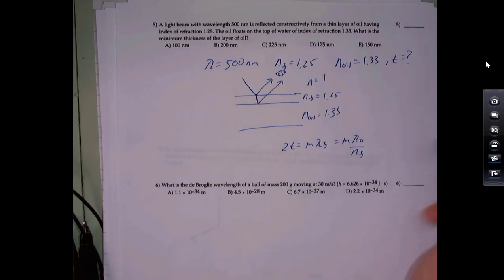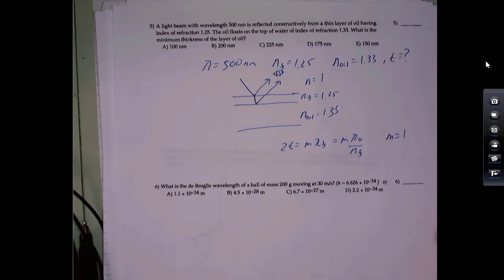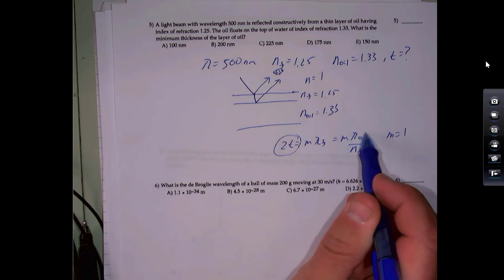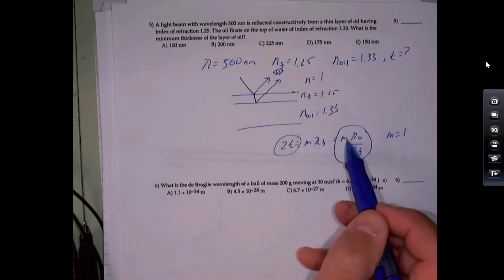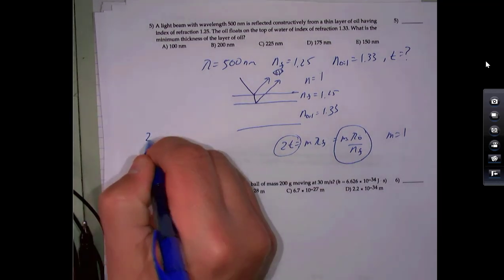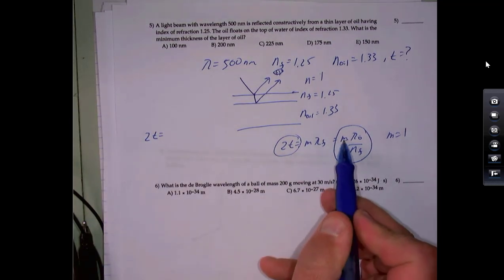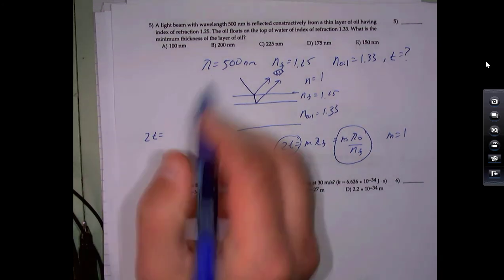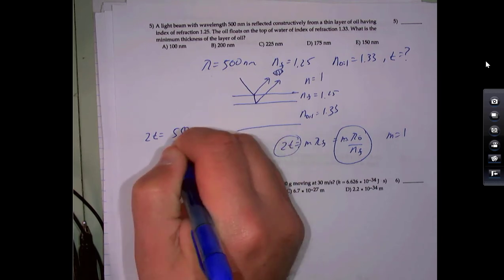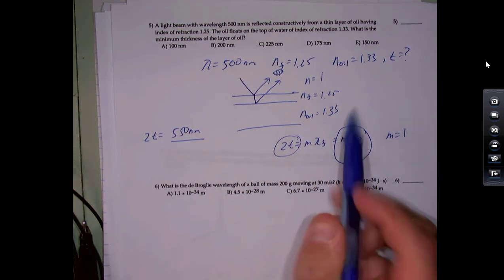Minimum thickness means m is equal to 1. Any multiple thicknesses of what we're about to find works, but when m is equal to 1, that gives us the minimum thickness. Okay, so I'm running out of room here. I'm going to look at 2T is equal to 1, right, because m is 1, times wavelength in the air divided by index of refraction of the film. So let me just rewrite that over here. 2T, this is just 1, times wavelength over here, 550 nanometers, and then divided by index of refraction of the film, 1.25.